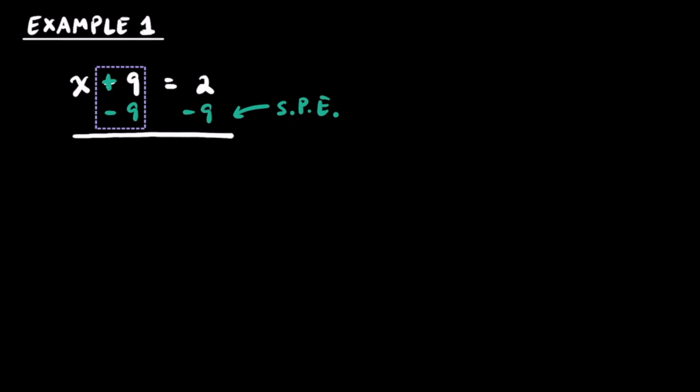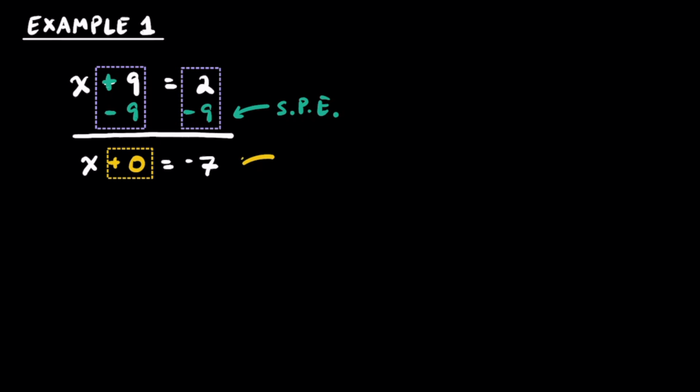By specifically subtracting 9 from the positive 9 above it, we're going to get 0, so we're going to have x plus 0 on the left side of the equation. On the right side of the equation, we have 2 minus 9, and since 9 minus 2 is equal to 7, then 2 minus 9 is equal to negative 7.